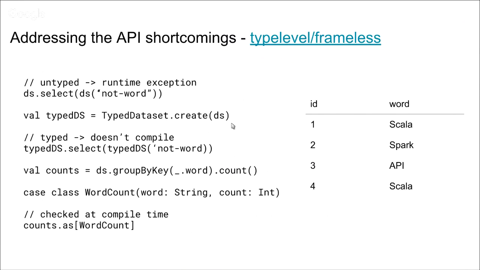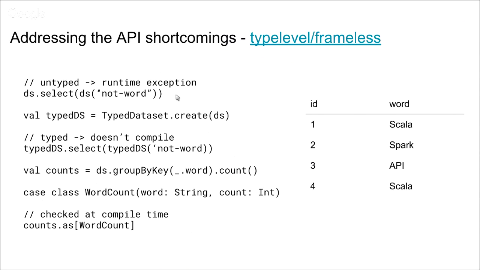So if we go back to the word count example with the dataset, you're still able to select and reference columns with simple strings. So, for example, here I'm selecting a column which is named not word, and unfortunately, this issue will only be caught at runtime, not at compile time. There is a nice library by the Typelevel organization, if you're familiar, called Frameless. What this library is trying to do is bring even more type safety to the dataset API.